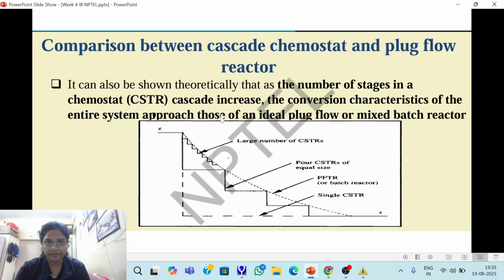Here you can see the large number of CSTRs. Here are the 4 CSTRs of equal size. This is the PFTR or the batch reactor, and this is the single CSTR.